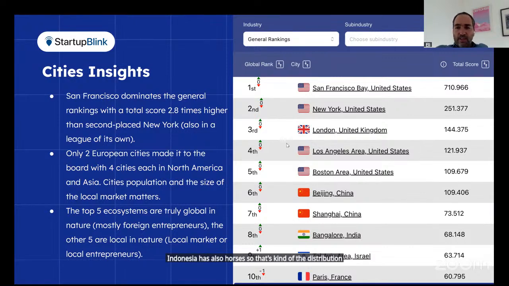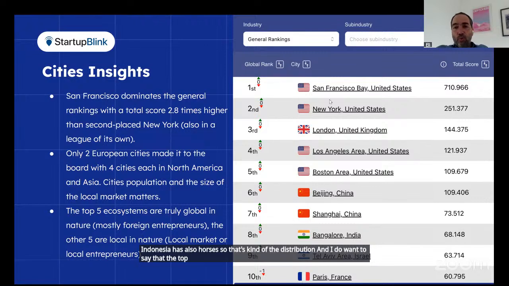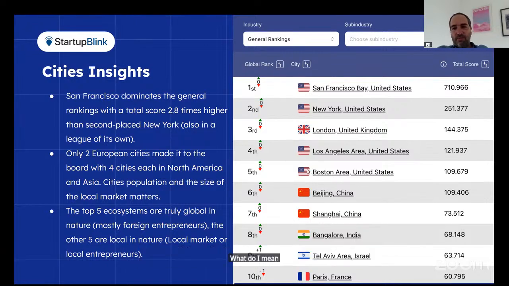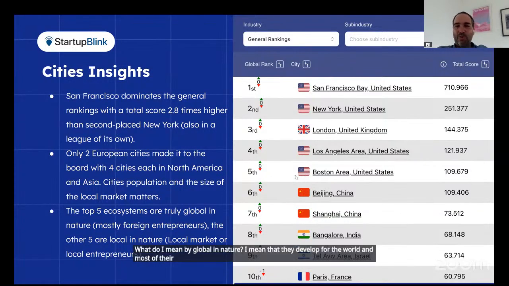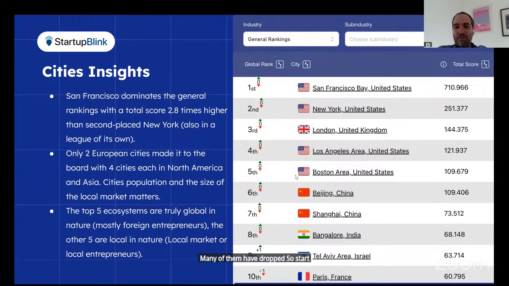And I do want to say that the top five ecosystems are truly global in nature. What do I mean by global in nature? I mean that they develop for the world, and most of their entrepreneurs are also not necessarily born in the city or the country. Many of the top startups are started by foreigners.